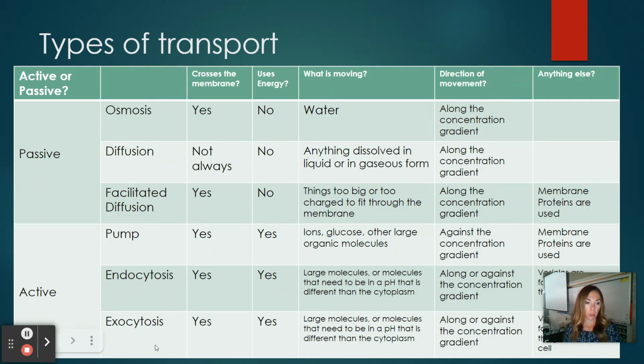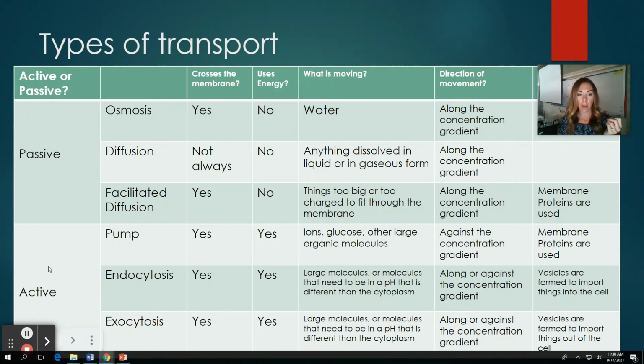Okay, so here are our 2 different types of transport. We're going to be talking about endo and exocytosis in our next lecture. But passive up here, here are the 3 different types of passive that we have. So osmosis is with water, right? Diffusion is going to be anything that's dissolved in a liquid or a gaseous form. And facilitated diffusion are things that are too big to fit through membranes, but none of these are going to require energy, right? So they all move along the concentration gradient. In this case, for facilitated, we get proteins being used.